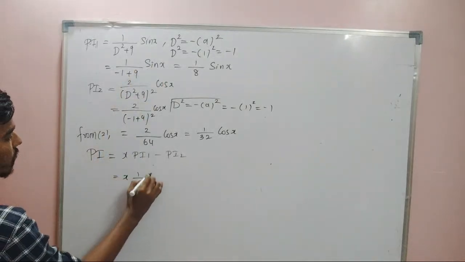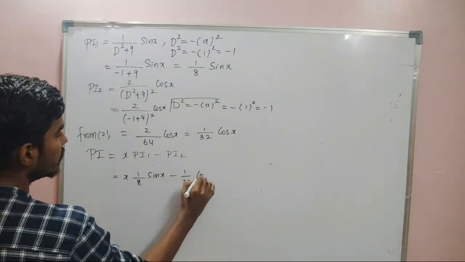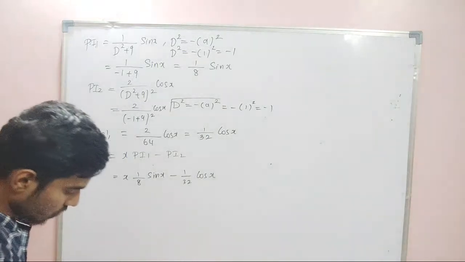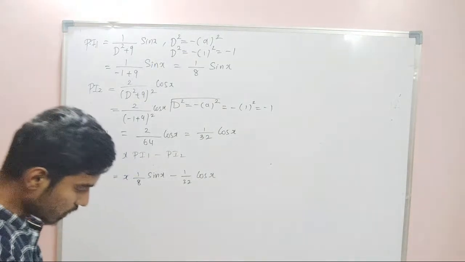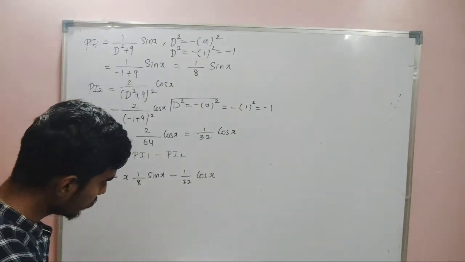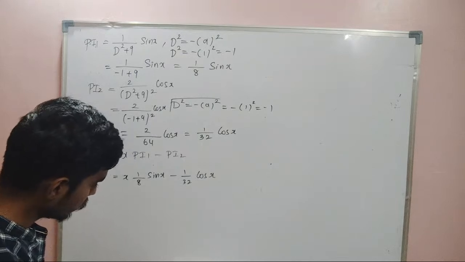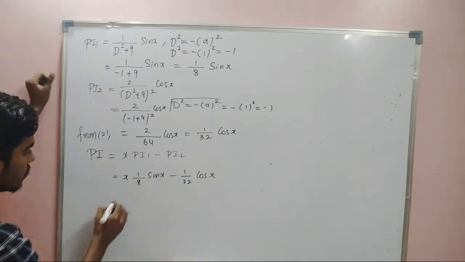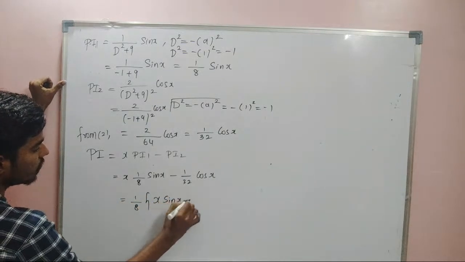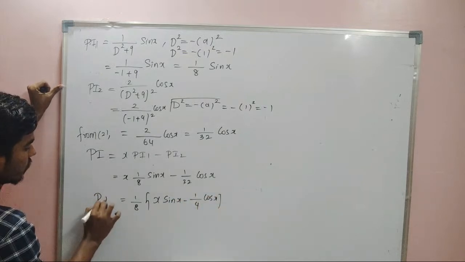It is 1 by 8 sin x minus Pi2 is 1 by 32 cos x, right? 1 by 32 cos x. So this is our solution now. So x sin x by 8, or you can also take 1 by 8 common. So it will be x sin x minus 1 by 4 cos x is our particular integral.